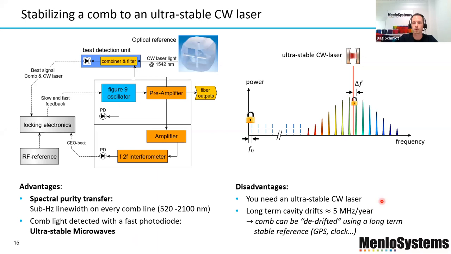They are in the order of 5 megahertz per year, so really slow drifts. And you can get rid of them if you measure them. So if you have a second absolute reference like GPS or atomic clock, and if you measure these long-term drifts, you can then feed back these long-term drifts to the locking electronics and correct basically the set value of this delta F here. So then this ultra-stable laser could drift a little bit over time, but you're still keeping the comb modes constant for all times. And this would be the best way to stabilize a frequency comb.